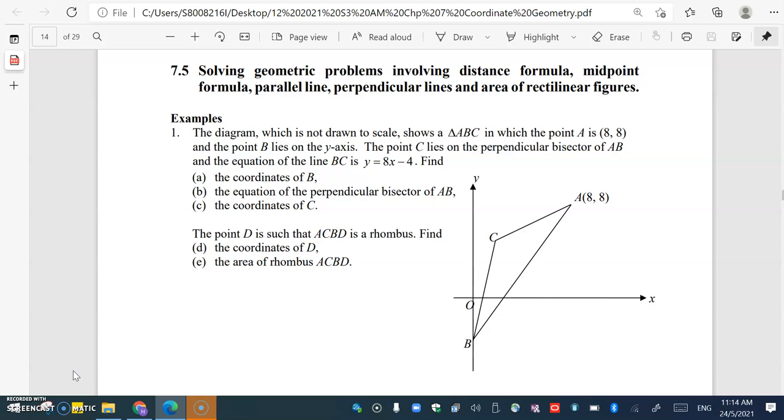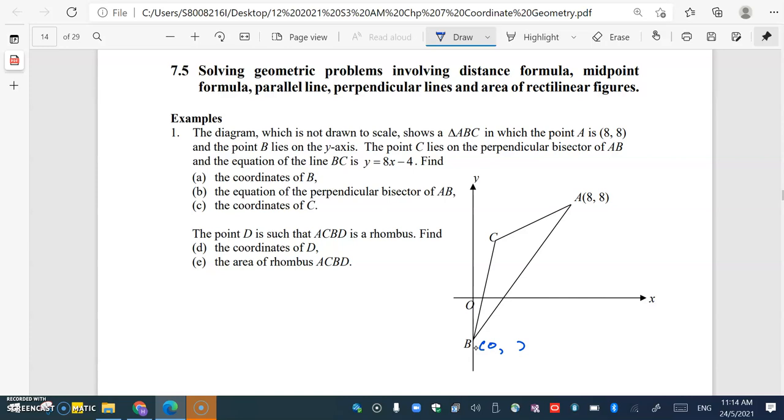The first example is given to you with a diagram on the right side. The diagram, not drawn to scale, shows a triangle in which the point A is (8, 8), and the point B lies on the y-axis. For the fact that it lies on the y-axis, the first thing you will know is that the coordinate has 0 as its x value. So that's the first thing you are already able to find out.